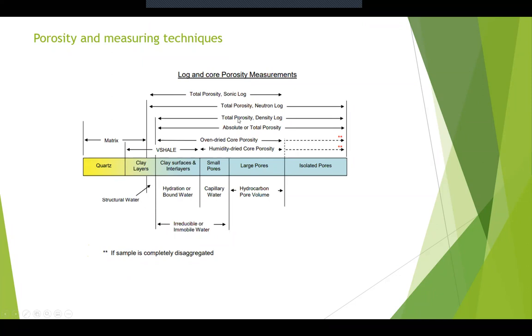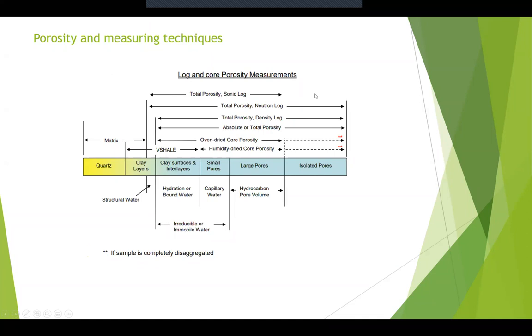So we can see here the total porosity from the neutron is a bit higher than the total porosity from the density, because the density also responds to isolated porosity. It sees from isolated porosity until the bound water, the water connected to the surface of the clay. So we see the neutron is seeing more porosity, total porosity, than the density. And the sonic sees less porosity if we have isolated pores or secondary pores in the system, because it only responds to the primary porosity.